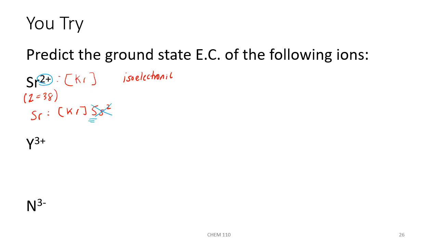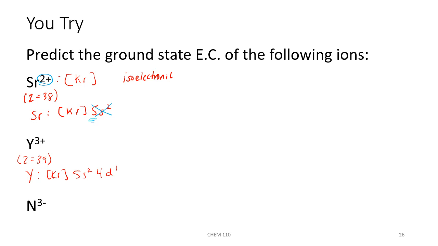If we look at Y3+, our atomic number is Z equals 39. For just neutral, our preceding noble gas is krypton. So [Kr] 5s2 and then 4d1. Remember, in the d block, the value of n is the period number minus 1, so that's why it's 4. And we're forming an ion with a 3+ charge.